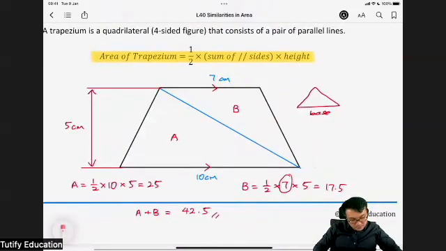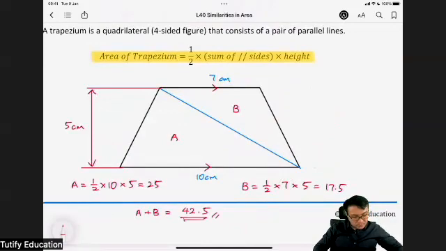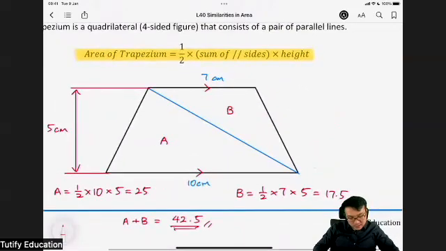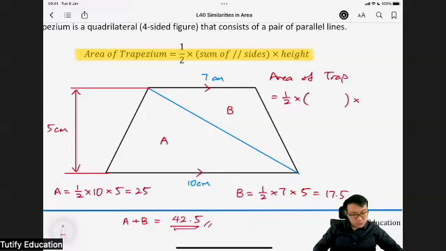So, Kate, let's continue. We already found the area of the trapezium, 42.5. Now I'm going to take a look at the formula that they gave us. Half times the sum of the parallel sides times the height. So let's try this formula, okay? The area of the trapezium is half times the sum of the parallel sides times the height. Can you tell me what is the sum of the two parallel sides? What plus what?